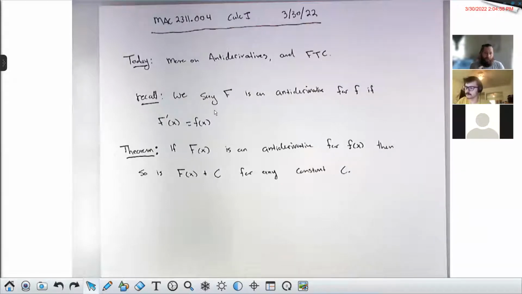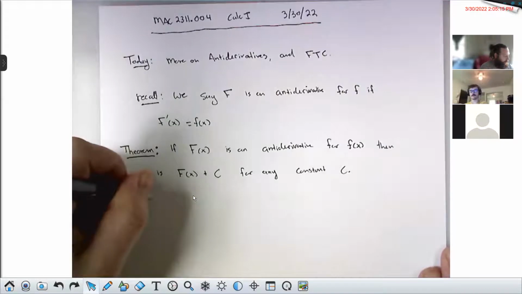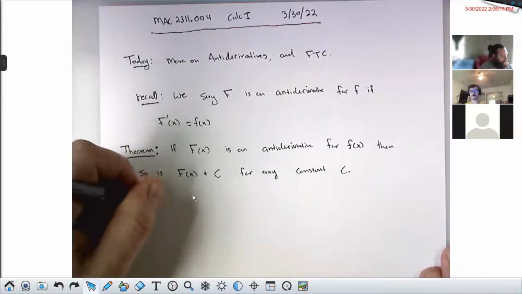You will, at various times in homework and on tests, be asked for the most general antiderivative of a function. And in that context, we need to remember to slap on an arbitrary constant after finding our specific antiderivative. The proof, like I said, is incredibly quick, so we'll go ahead and do it.